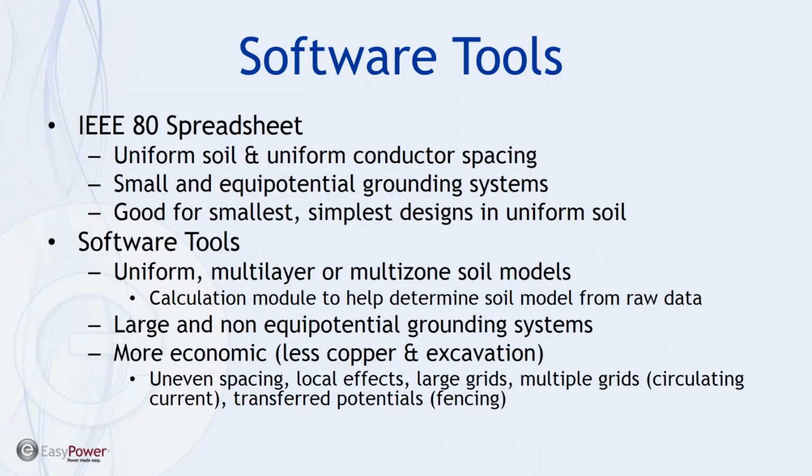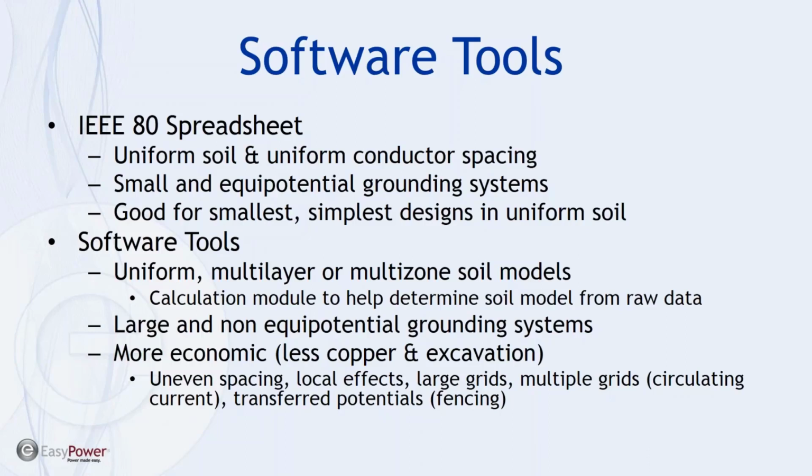You can do things like multiple grids with circulating current between them. And then you can also do some pretty cool calculations with transferred potentials. Transferred potentials are those where maybe you have a fence running adjacent to your site and you want to know whether or not you want to ground that in a certain way or connect it to your site. You can model that, and you'll see the potentials developed around the fence and on the fence as a result, and determine if that's also safe for step and touch during your fault condition.